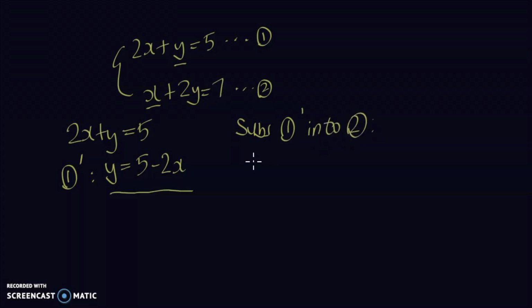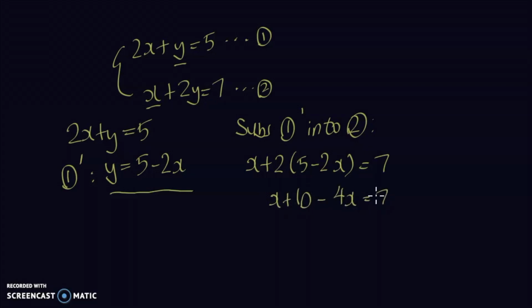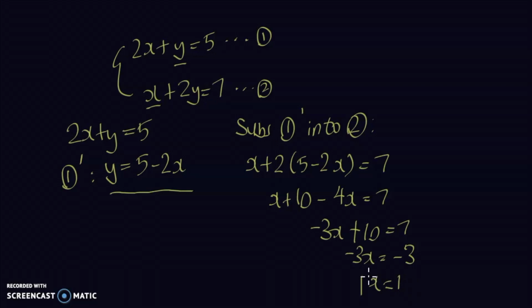So we have x plus 2 times (5 minus 2x) is equal to 7. If I expand this, I distribute: minus 3x plus 10 is equal to 7, minus 3x is equal to minus 3, and hence x is equal to 1. And as I explained in the previous video, using the value of x, we can find the value of y because we've just found the value of x.